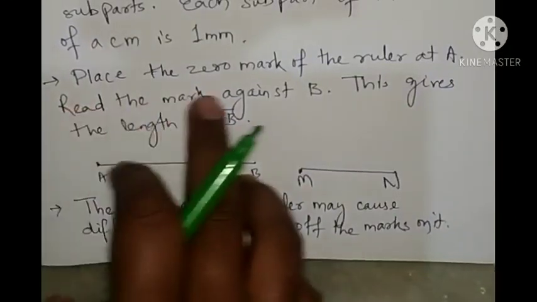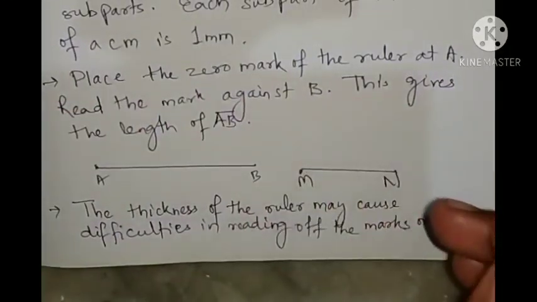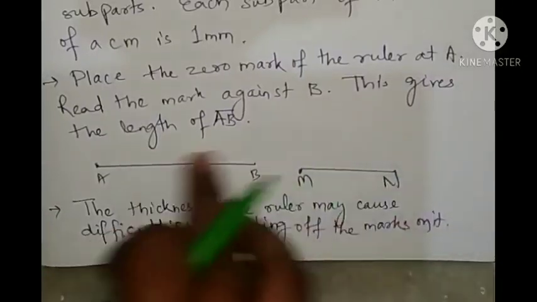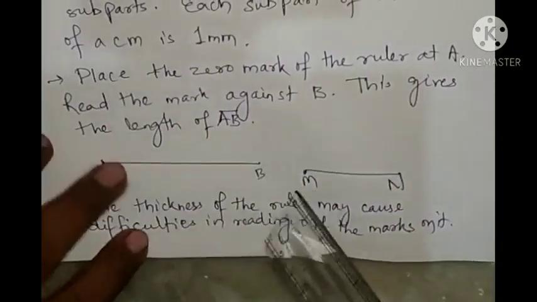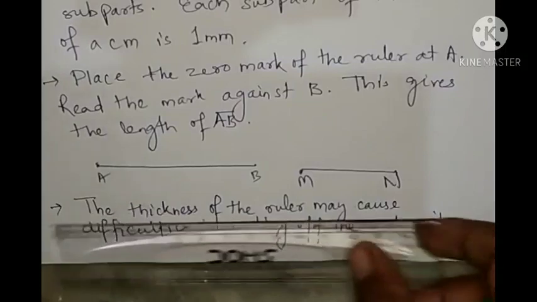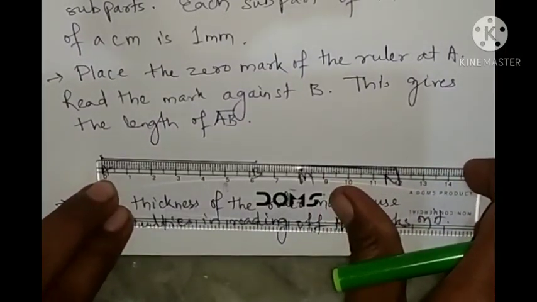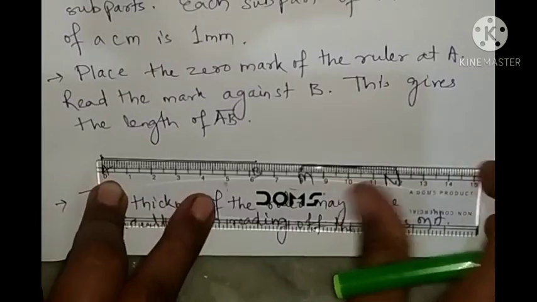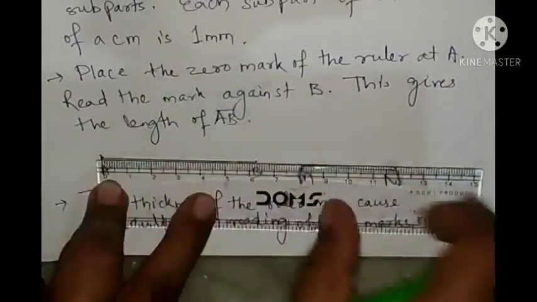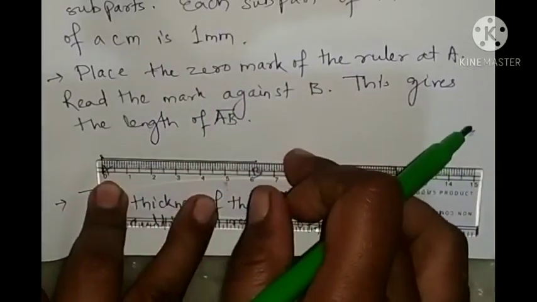Then place the 0 mark of the ruler at A, read the mark against B. This gives the length of AB. So here I have 2 lines. Let's see how we can do. Here put 0. Then see the mark against B. Okay, you have to put this one straight along with the length.